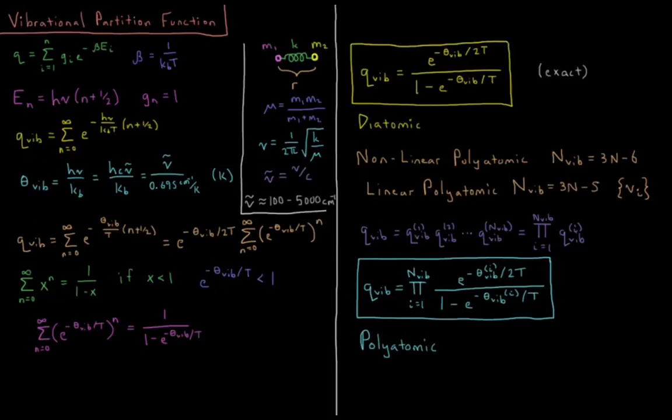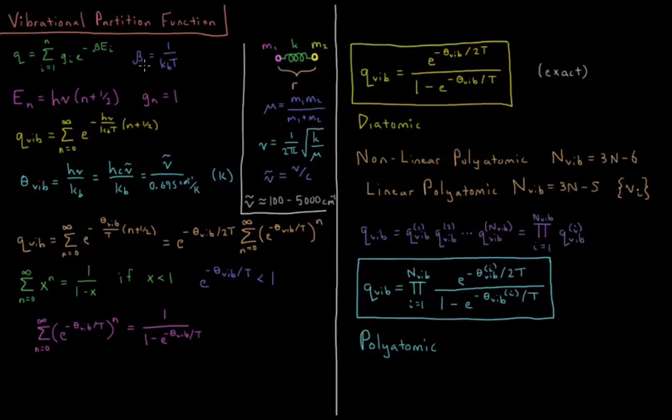This video will discuss the vibrational partition function for molecules in statistical mechanics. So we want to get the partition function for vibrations of molecules, which will be a sum over all the energy levels of their degeneracy times e to the minus beta ei, the Boltzmann factor, where beta equals 1 over the Boltzmann constant times the temperature.